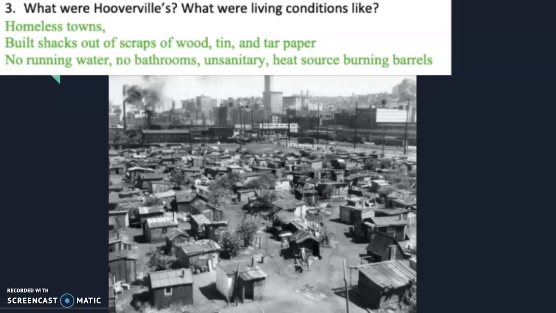They were called Hoovervilles because Hoover was president at the time, and they were blaming President Hoover for the condition of the economy in the United States.